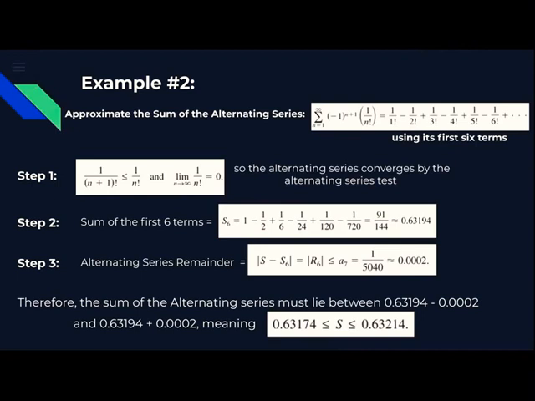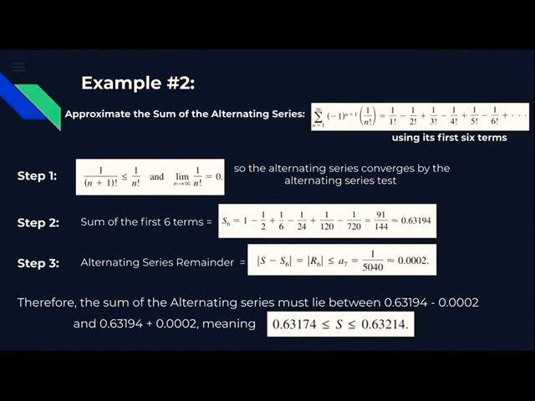Step 2. We found the sum of the first 6 terms. So at the top I gave you the first 6 terms, but you just have to add them out yourself. So the sum s sub 6 is the sum of the first 6 terms, and that is approximately 0.63194. That's just from using your calculator to add those all together.